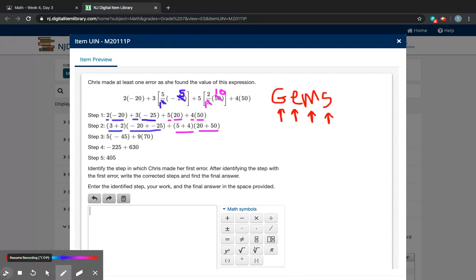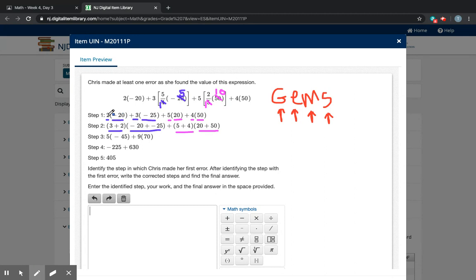So now what you want to do is work out step 1 on your own, figure out what you get, and see by regrouping them the way Chris did, you get the same answer. Okay, so I'll do step 1 with you.